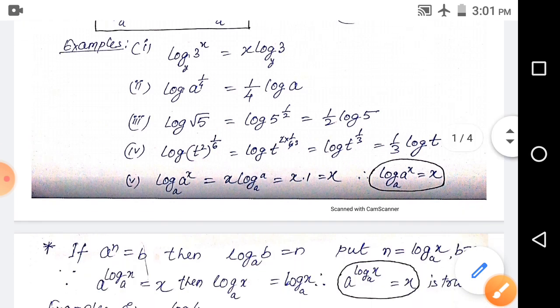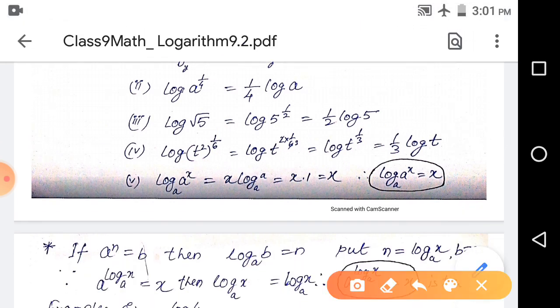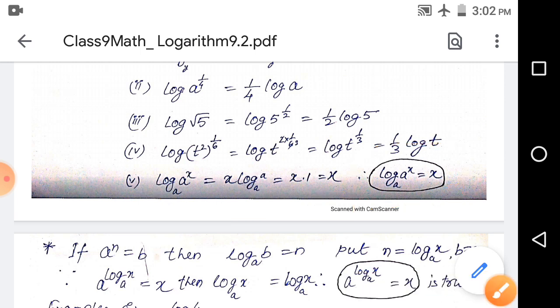Now see, this one we are going to use as a formula. If we have log base a of a to the power x, then this power x can be taken as a multiple, as we have taken here. So this becomes x log base a of a, and we know that log base a of a is equal to 1, so it becomes x into 1, which is equal to x. So for this we can write x directly, so this has become a formula: log base a of a to the power x is equal to x.